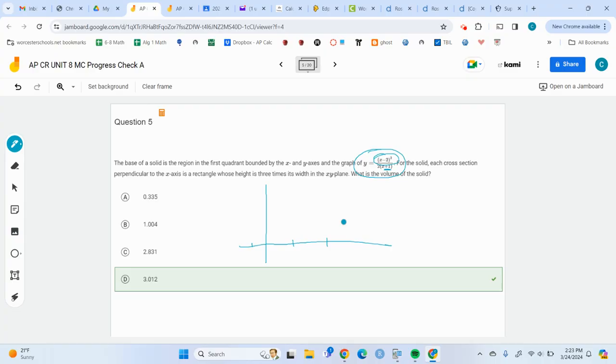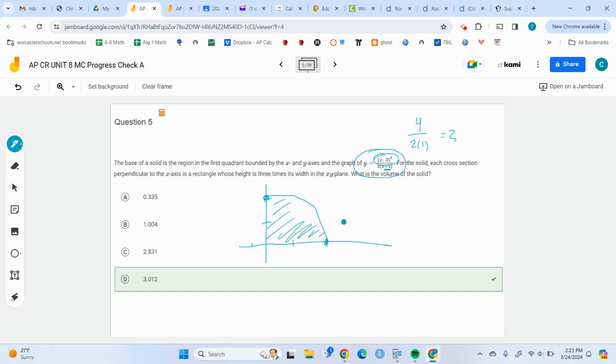The y-intercept: if I put 0 in for x, it'd be (-2) squared, which is 4, over 2 times 0 plus 1, which is 1, so 2. So the y-intercept is also 2. All right, it probably looks something like this, okay? This is a complete guess.